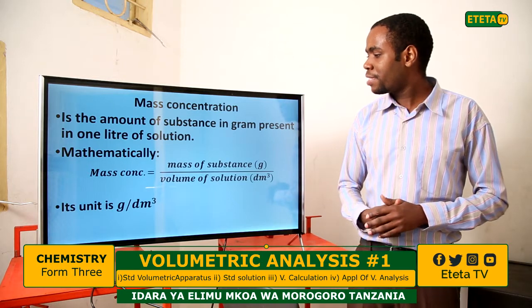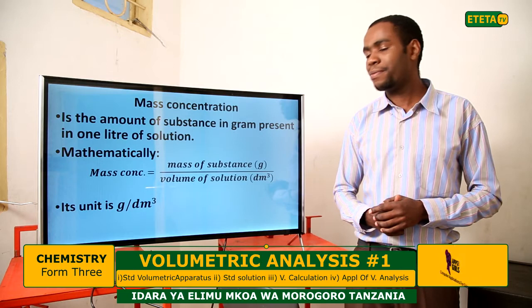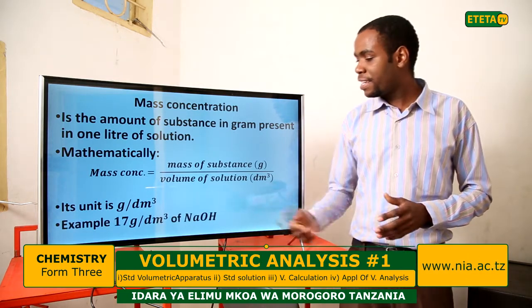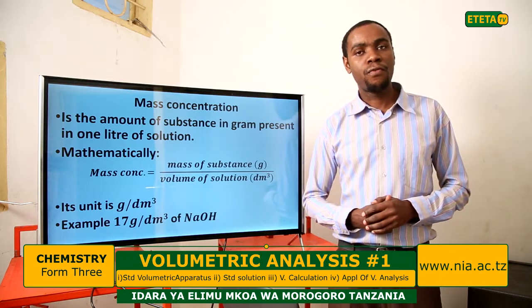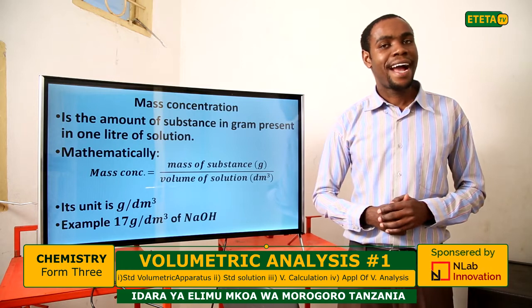Now the SI unit of mass concentration is gram per decimeter cube. For example, 17 gram per decimeter cube of sodium hydroxide. This is the mass concentration of sodium hydroxide.